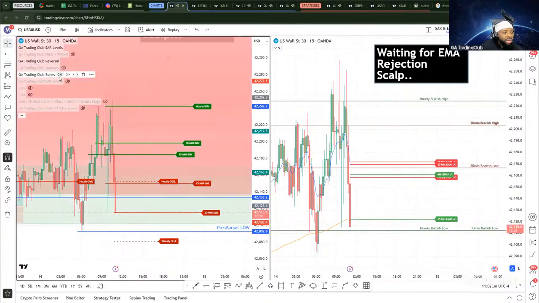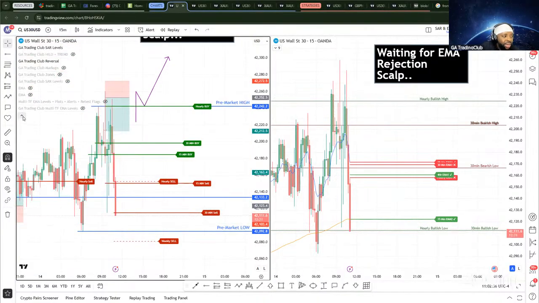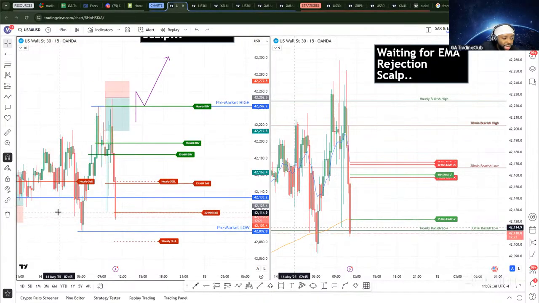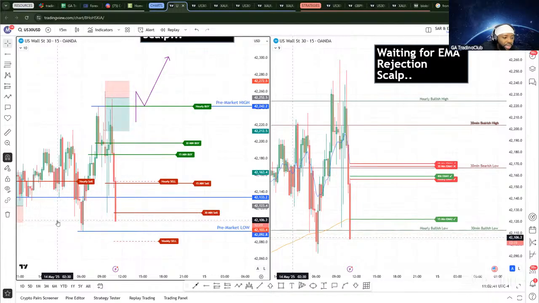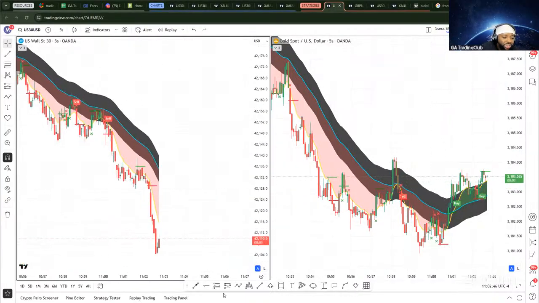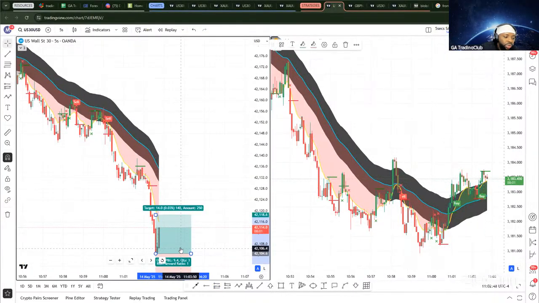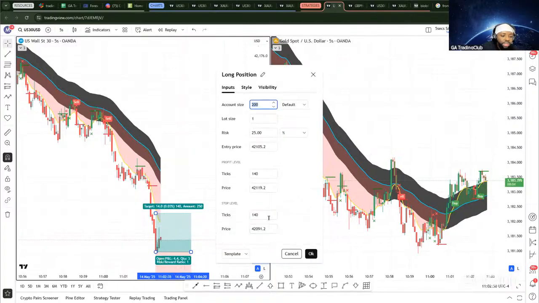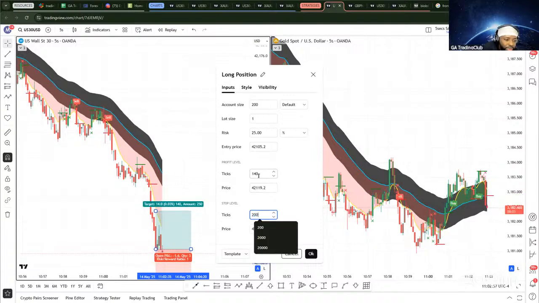This is the 30-minute that I was waiting for, this rejection scalp right here for the 30-minute SAR, but it's already past 11. Anybody who's interested, I can mark it up for you guys. So 114.9, this would be your entry. You'd enter a buy right there. But I'm not entering it because it's already past my time, but that's your entry.